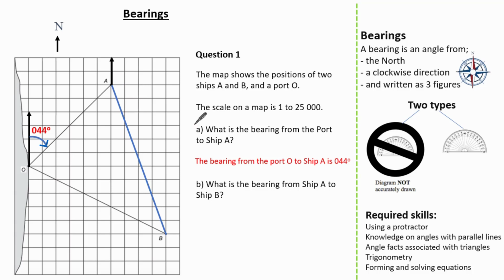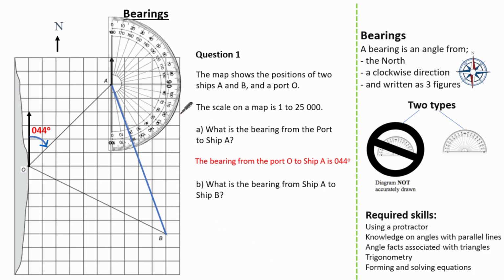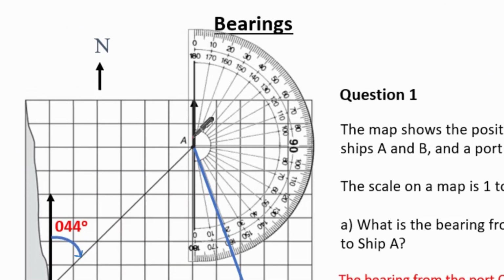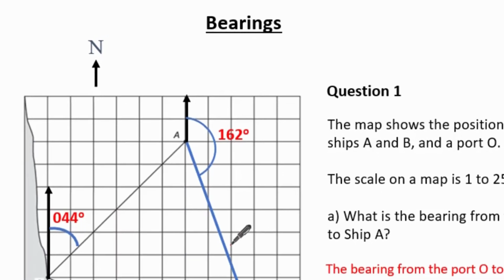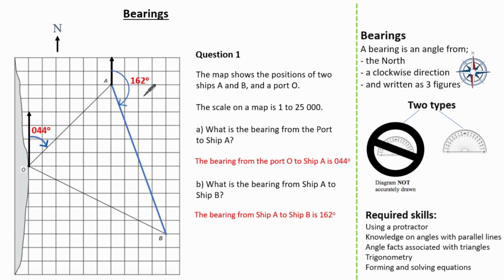Now getting our protractor ready, just like before, the center of our protractor must be at that ship A. Making sure 0 is in line with our north, then we can count in our clockwise direction. From 0, counting 10, 20, 30, 40, all the way around, you can see we can identify our bearing from ship A to B as 162 degrees.